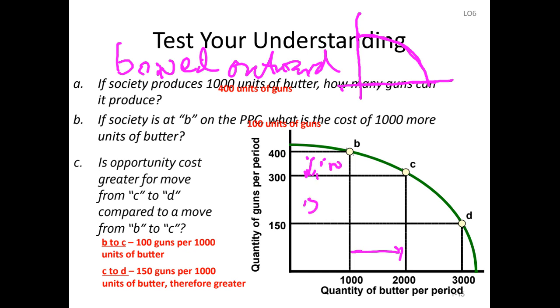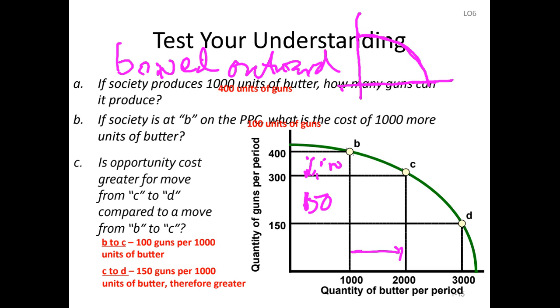Now why? Why when you keep producing an additional 1,000 butter do you have to give up more and more and more? Why is opportunity cost increasing? Why do we have this bowed outward shape of the production possibility frontier? Simply because the factors of production or resources or inputs are not easily substitutable.